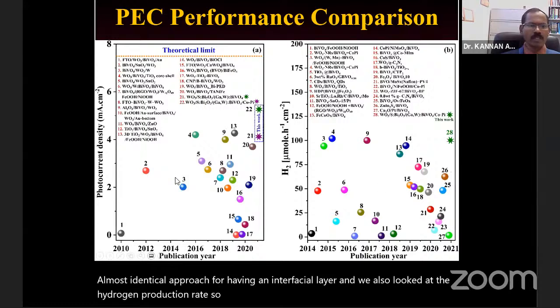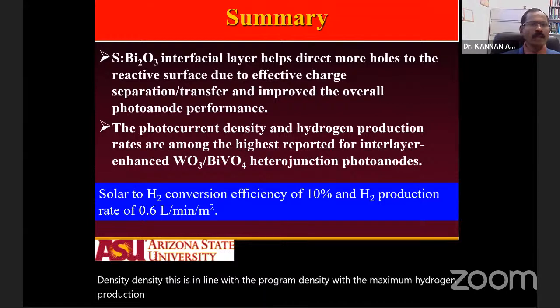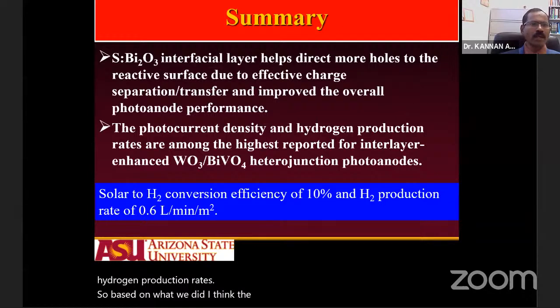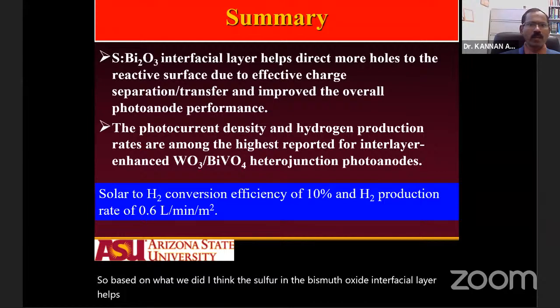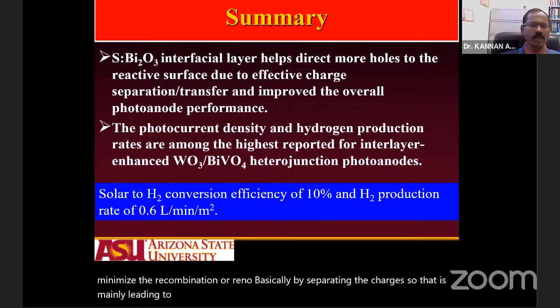As we see here, the photocurrent density is in line with the maximum hydrogen production rates. So based on what we did, I think the sulfur in the bismuth oxide interfacial layer helps move the holes to the surface, mainly to avoid or minimize recombination, basically by separating the charges. That is mainly leading to the improvement in the photoelectrochemical water splitting performance.